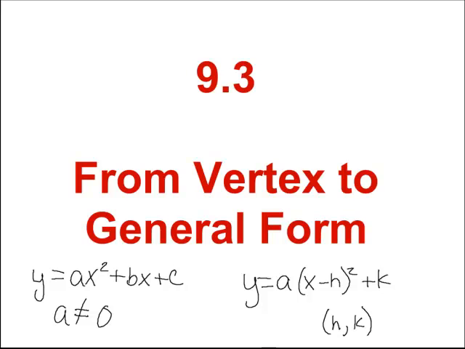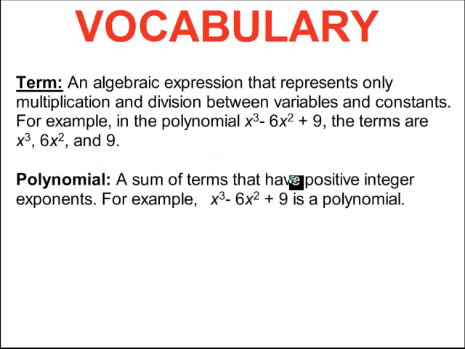gave us our vertex. Okay, moving on, we're going to talk about how to go from one form to another and how to manipulate our variables and terms and whatnot to do so. Starting off with some vocabulary, I mentioned term already. A term is an algebraic expression that represents only multiplication and division between variables and constants.